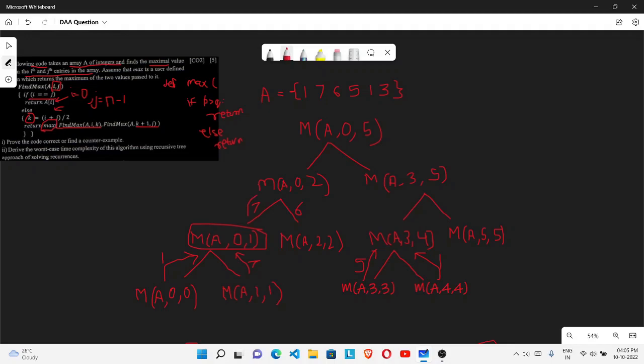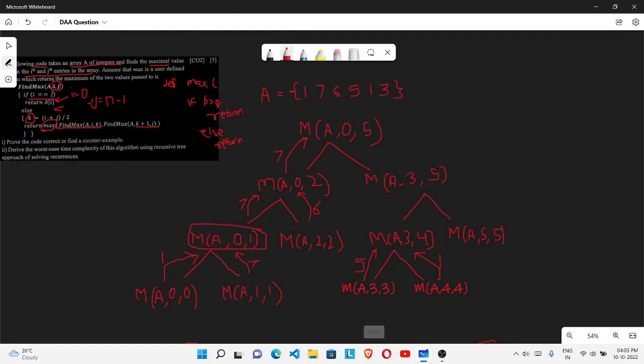Actually, I should write like this. This returns 6, and this should be over here. Okay. And now 0 comma 2, what it does is it will compare 7 and 6 and return 7. Alright, so the left part is done.